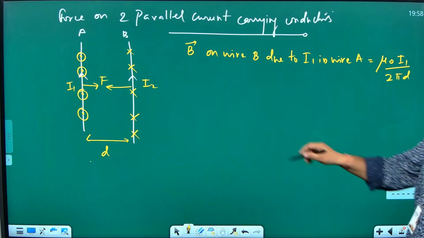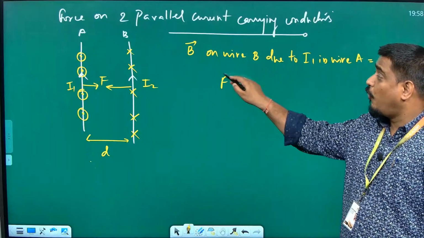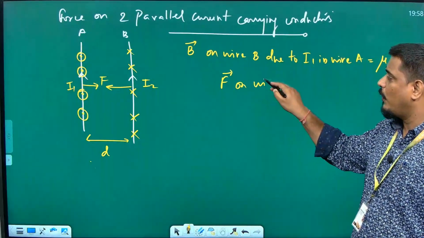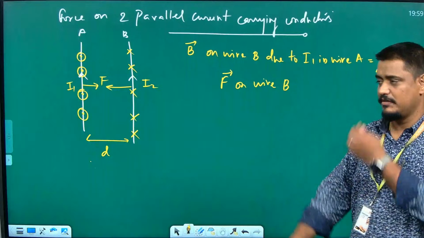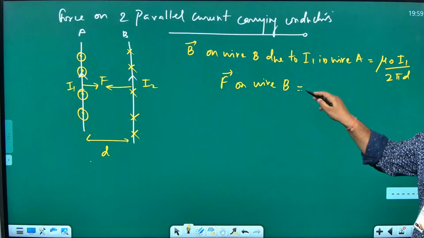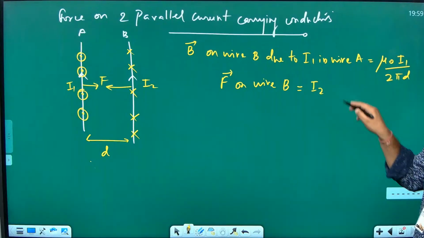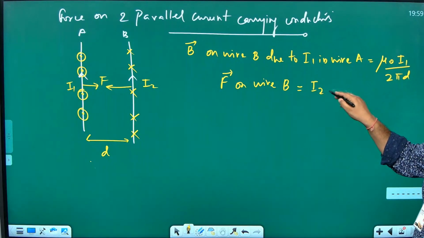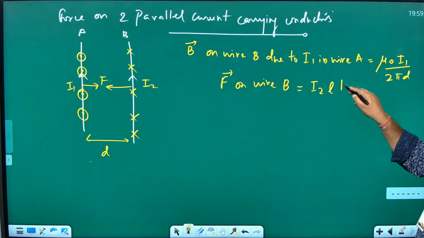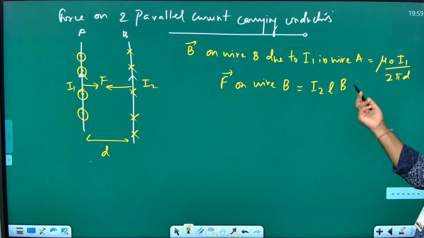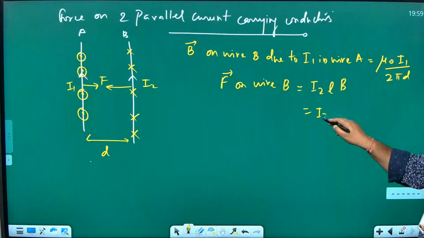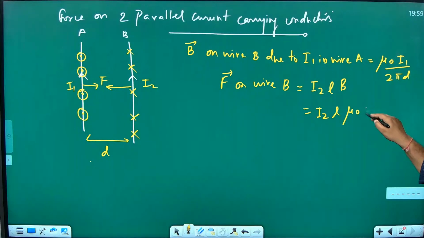Okay. Now, what will be the force on wire B? That will become equal to I L B sin theta. Just now we learned I L B sin theta. So I is how much current? I2 in the wire B. L into B. B will be how much? I2 into L. What is the B value? Mu naught I1 by 2 pi d. Do you agree with me?